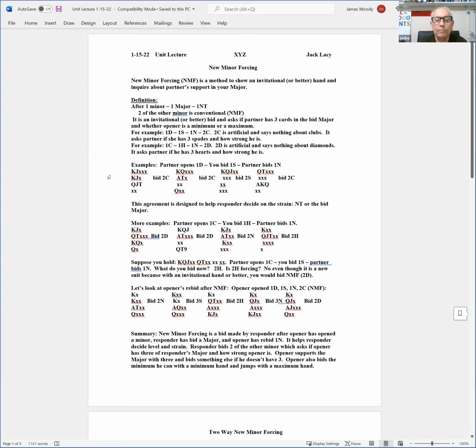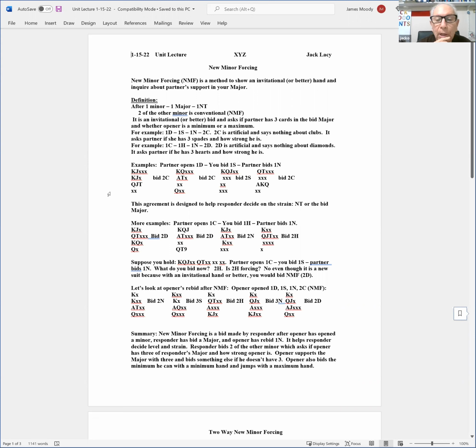So more examples. Partner opens one club, you bid one heart, and partner bids one no trump. This time you have an 11 count, 5-6, 11 to 13. So you could bid two diamonds, and depending on what partner does, you're going to bid either three no trump or four hearts.